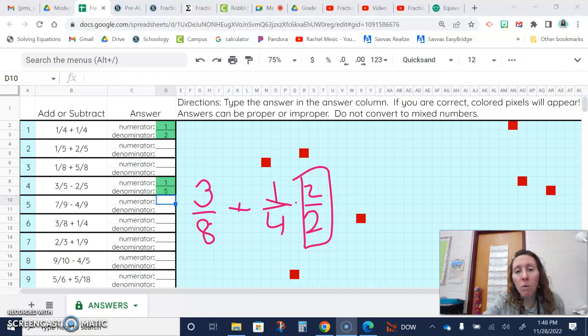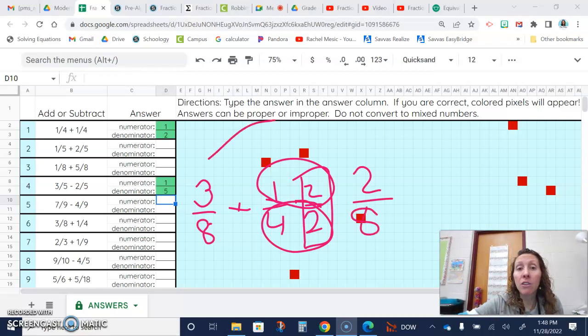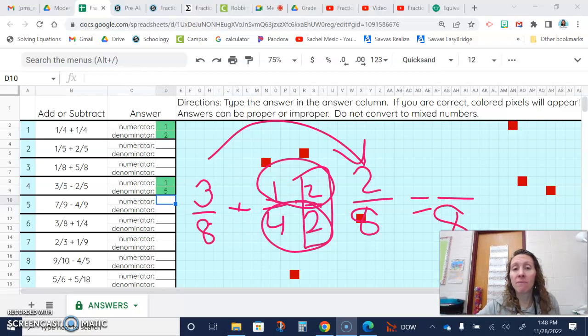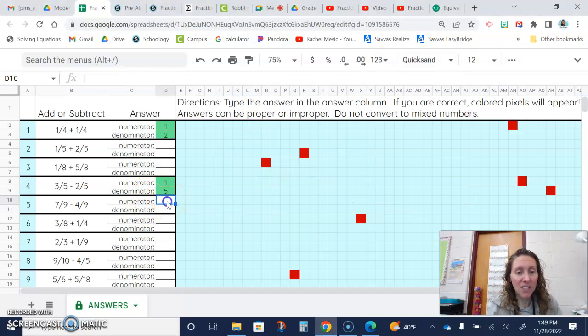Okay, so if we do 1 times 2 on the top, that would be a 2. And 4 times 2 on the bottom would be 8. So now we're really going to add 3/8 plus 2/8. So we'll keep our denominator. And 3 plus 2 is 5. So 5/8. Let's see, how do I get back to there? So 5, whoops, wrong question. 5/8.